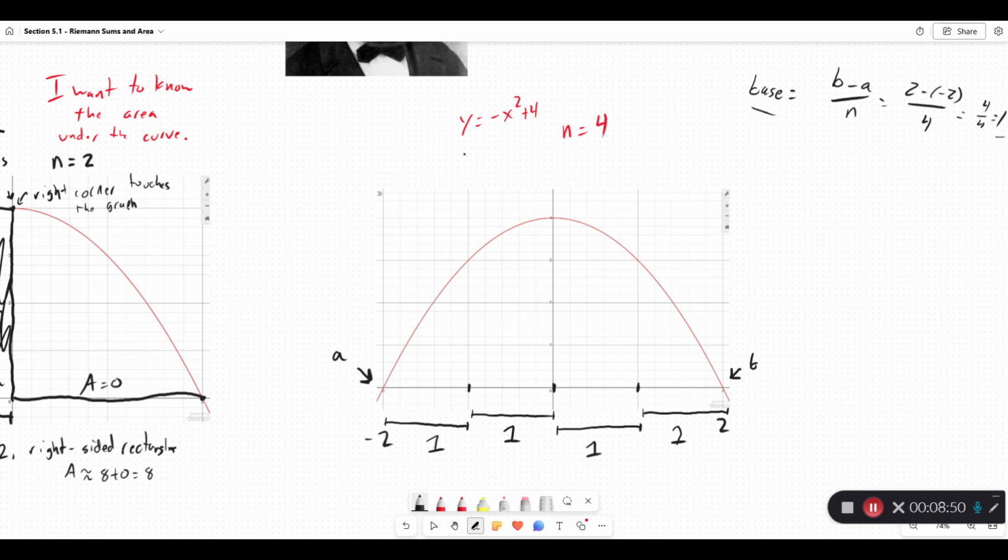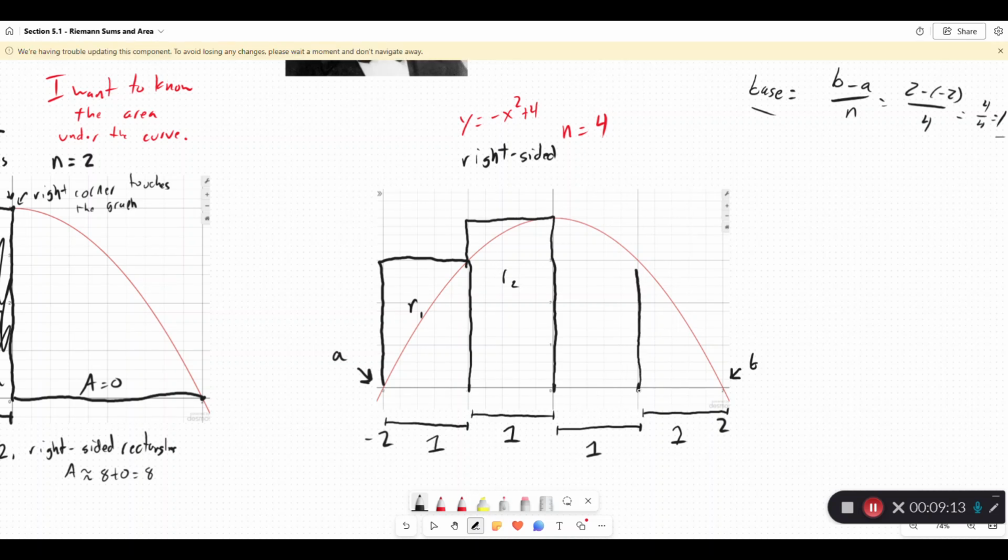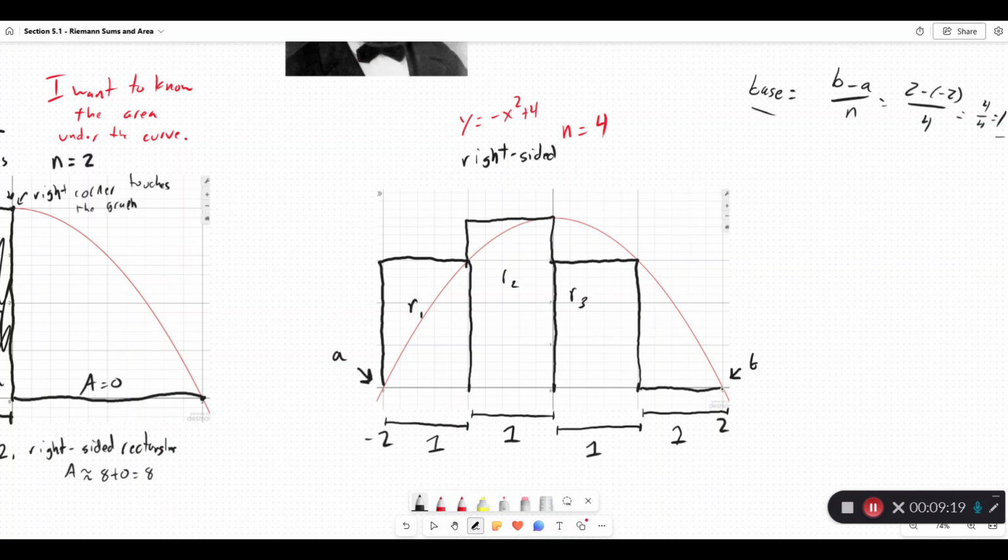And this is why my base equals 1. Okay, now let's still do some right-sided rectangles. Okay, so I move up and I make my first rectangle 1. I go to the right side, I move it up. I go across, I come down. Here's my second rectangle. I go up, I move across. Here's my third rectangle. And this one, kind of boring. We run into that same problem.